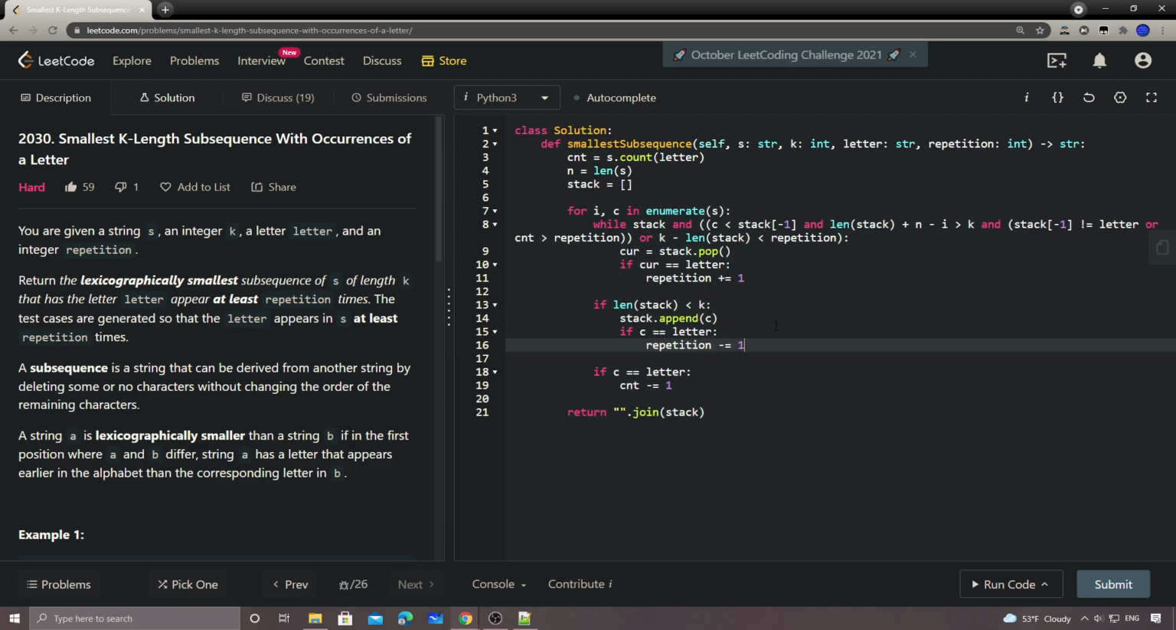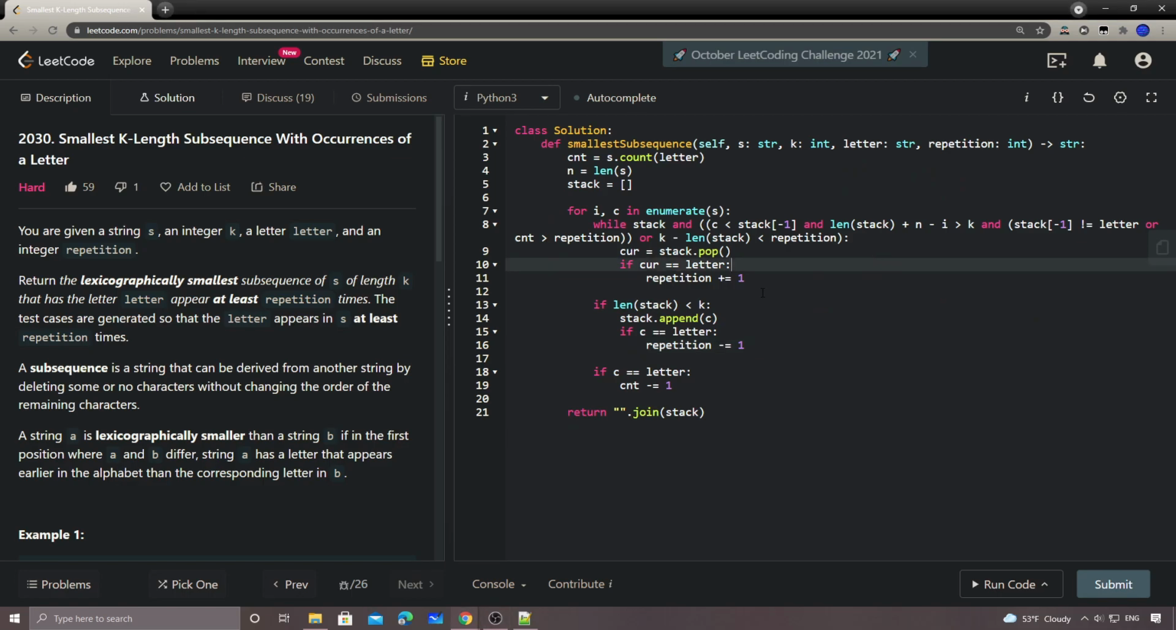So for the time complexity, we have a for loop here and we have a stack. Even though we have a while loop here, each of the letters will only be pushed and popped from the stack at most once. So that's why the time complexity is O(n), and the space is also O(n).